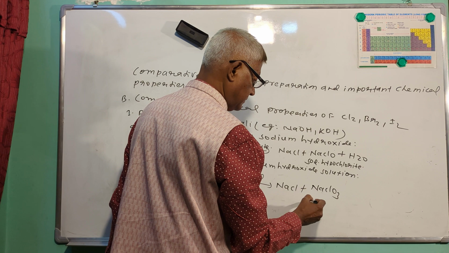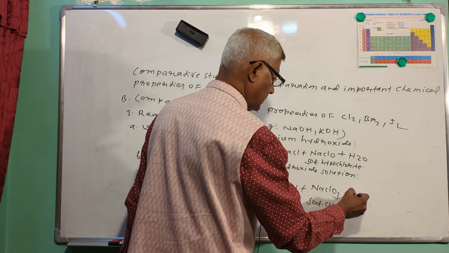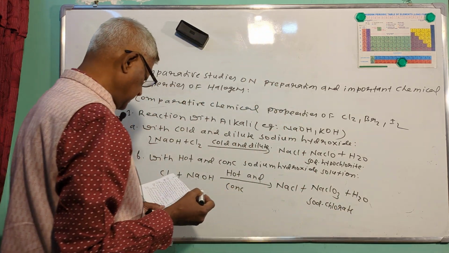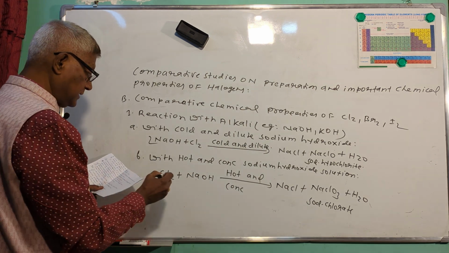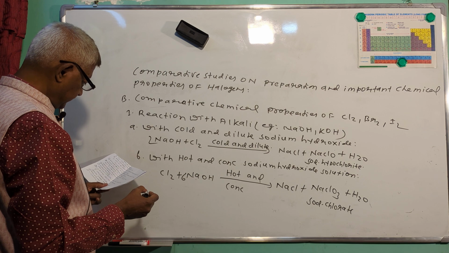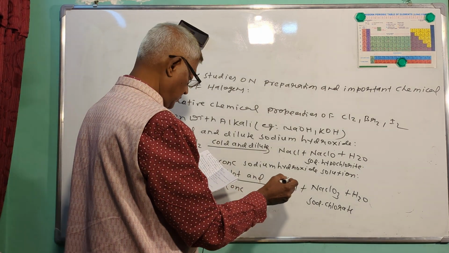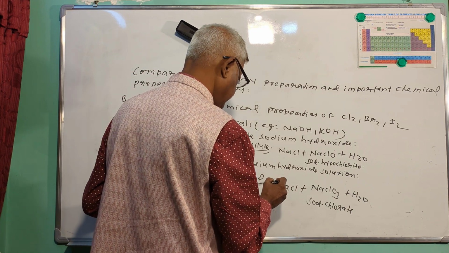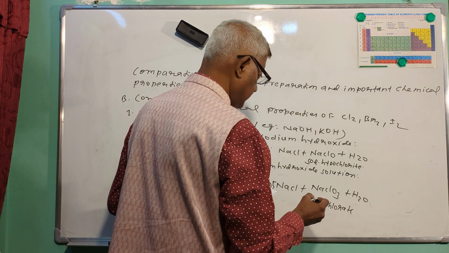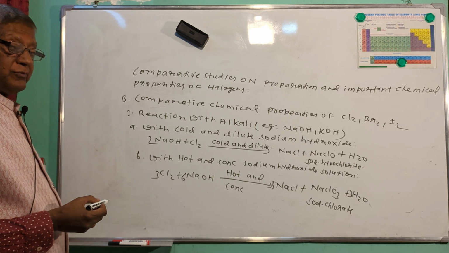Next one is sodium chlorate plus water. Yes, so the balance is like this. So what do you see? 6 NaOH, 6 NaOH, and what do you see? 3 Cl2 on the right hand side, sodium chlorate. What do you see? 5 NaCl, and what do you get? 3H2O. Yes. So you have to remember the products, not the balancing.